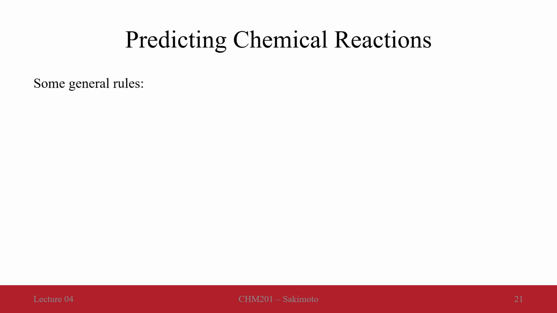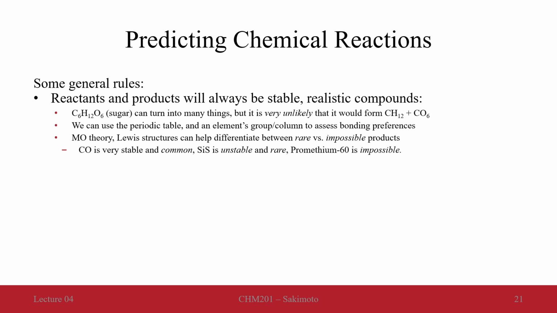Some general rules that we have to help us, some logic we might build into that, are: the things that we make, at least in this level of chemistry, are always going to be stable, realistic compounds. We know sugar exists as a thing that is stable and realistic. It's quite common. And so sugar as either a product or reactant is quite reasonable, quite understandable.